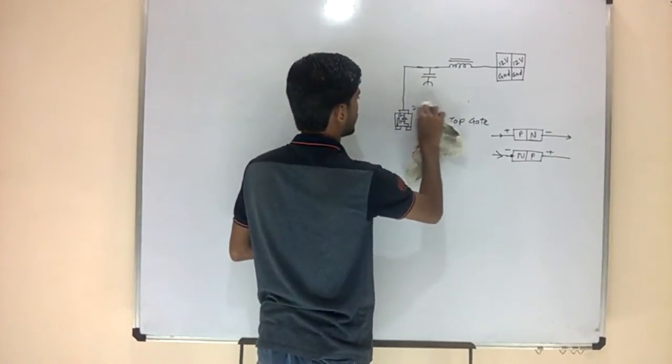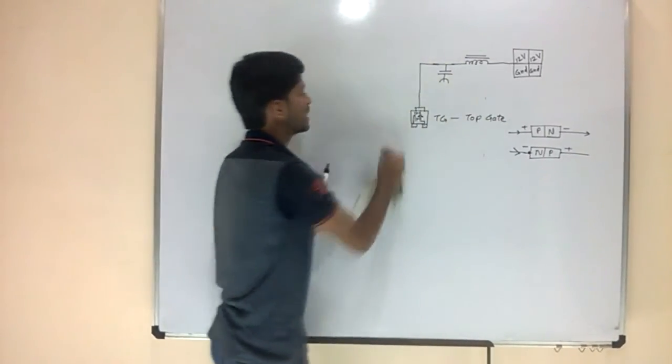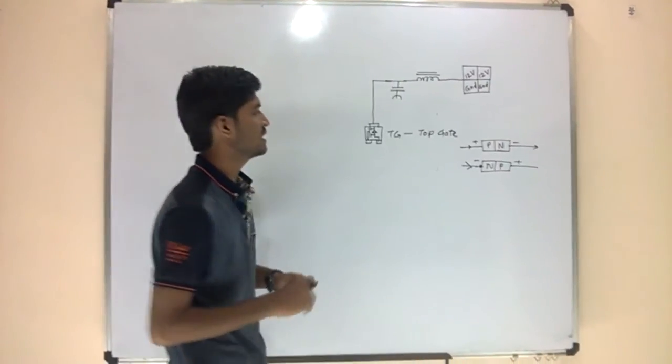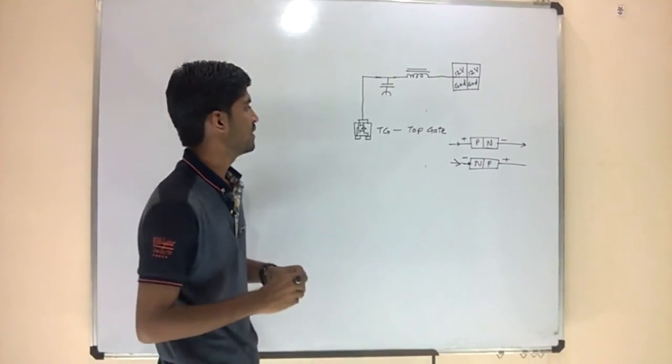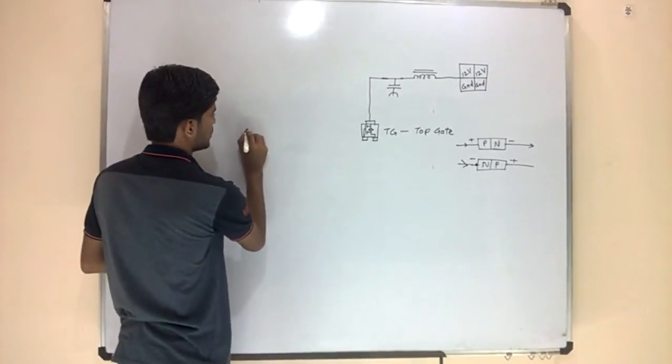So we have to apply logic or trigger on the gate. So there should be something which applies logic on the gate. There is a VRM IC. Suppose this is the VRM IC.